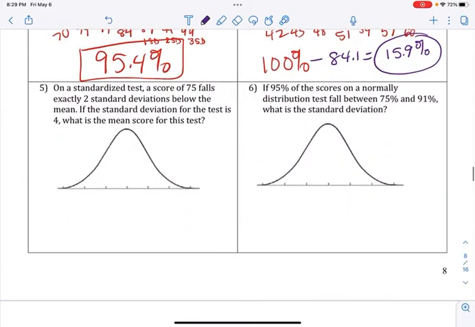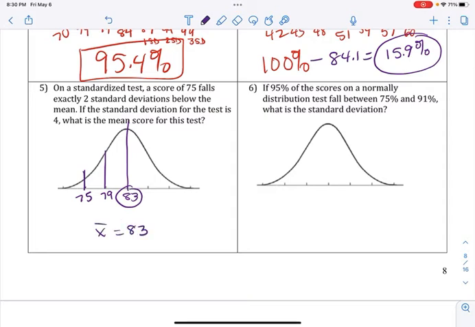All right, on a standardized test, a score of 75 falls exactly 2 standard deviations below the mean. So here's the mean right there in the middle, and 75 is exactly 2 standard deviations. If the standard deviation for the test is 4, what's the mean score? Oh, this isn't too bad. I'm going to add 4, and then I'm going to add 4 again. So my mean is 83.